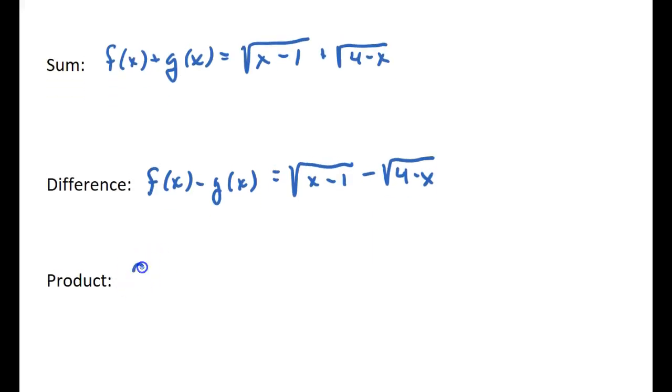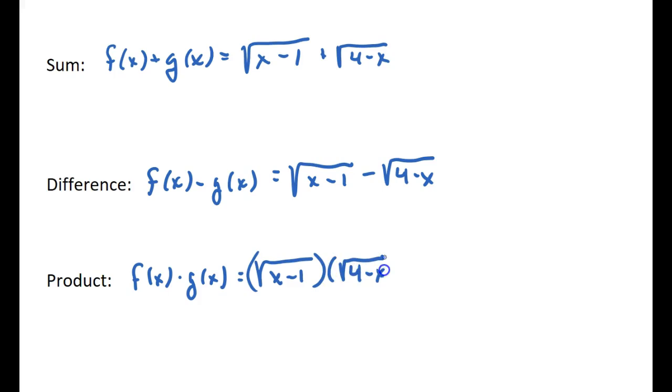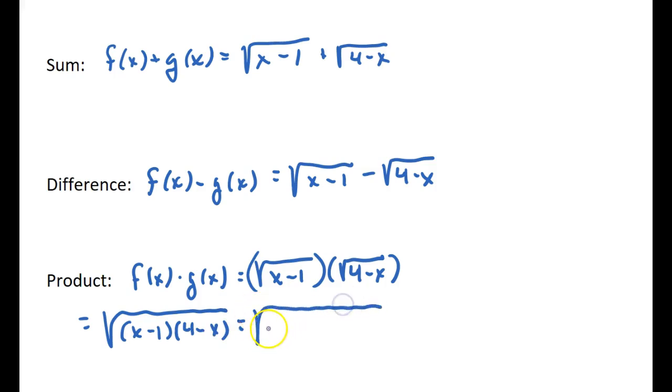Well, that's going to be f of x times g of x, which means it's the square root of x minus 1 times the square root of 4 minus x. We can do a little more work with that. So we'll put it underneath 1 square root. And I have x minus 1 times 4 minus x. We'll do FOIL on that, and I'm going to get the square root of negative x squared plus 5x minus 4.